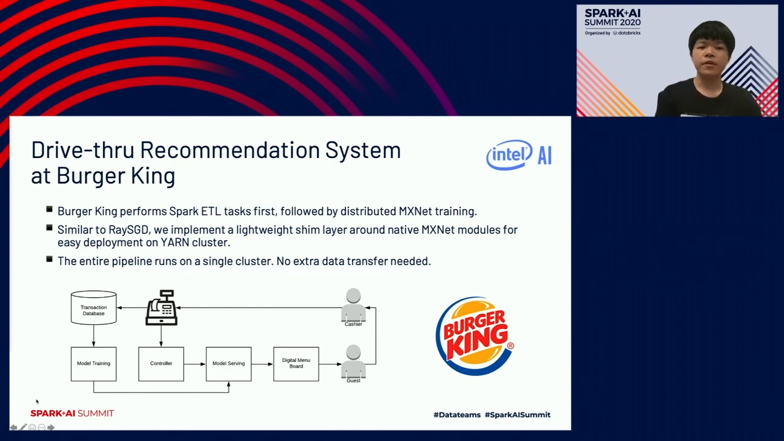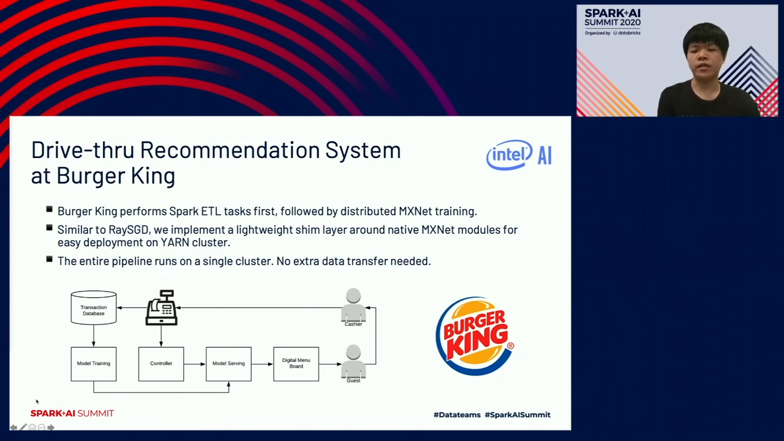As a world famous fast food company, Burger King collects a large number of transaction records every day, and they use Spark to perform ETL data cleaning and pre-processing steps on their big data. They have their own big data clusters. After the data is processed, they conduct distributed training on this data. They chose MXNet as their deep learning framework, and before cooperating with us, they would allocate a separate GPU cluster dedicated for distributed MXNet training.